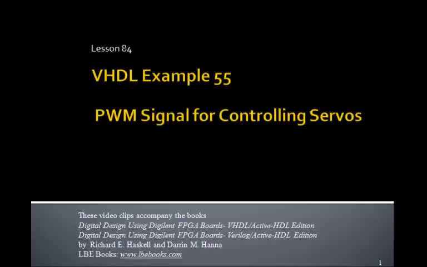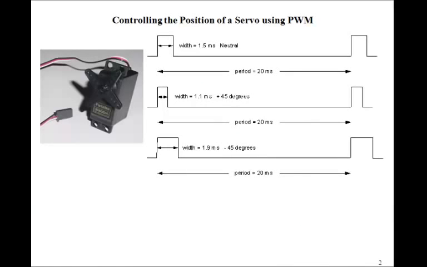This is lesson 84, VHDL example 55. In this example, we'll write a VHDL program to generate a PWM signal that could be used to control the position of a servo. Now you remember that the servo is controlled using a PWM signal that has a period of exactly 20 milliseconds. So we'll have to make it 20 milliseconds.